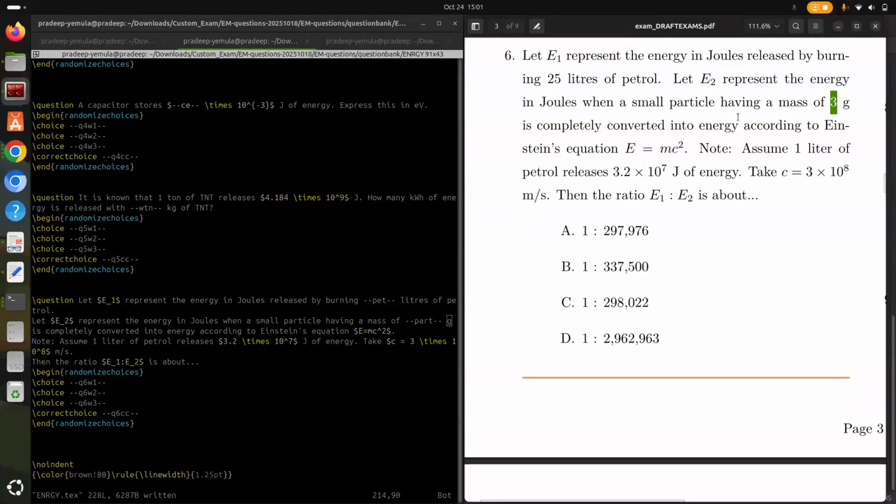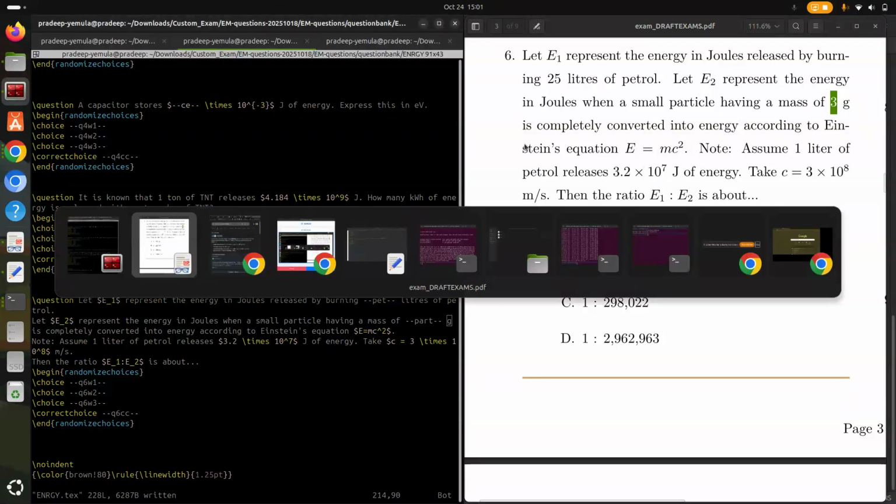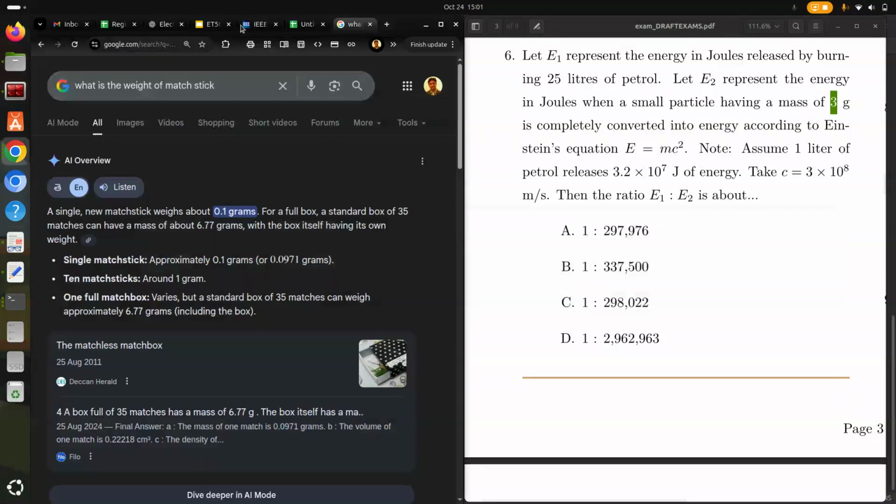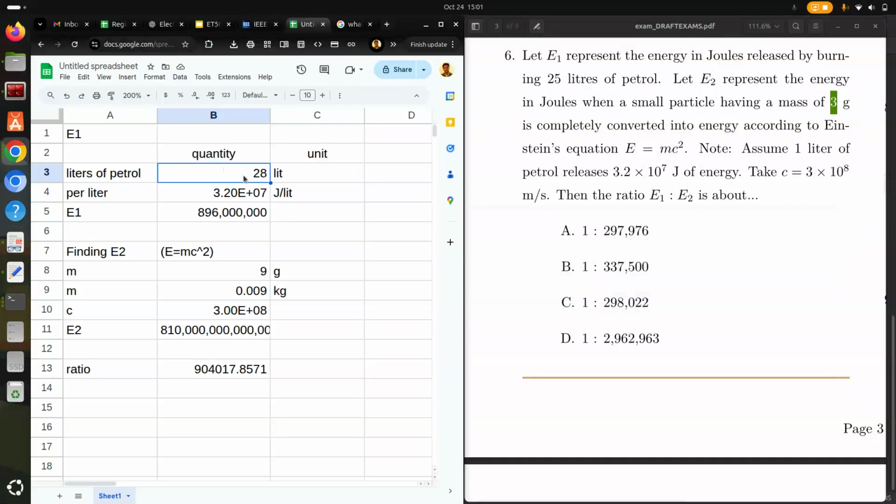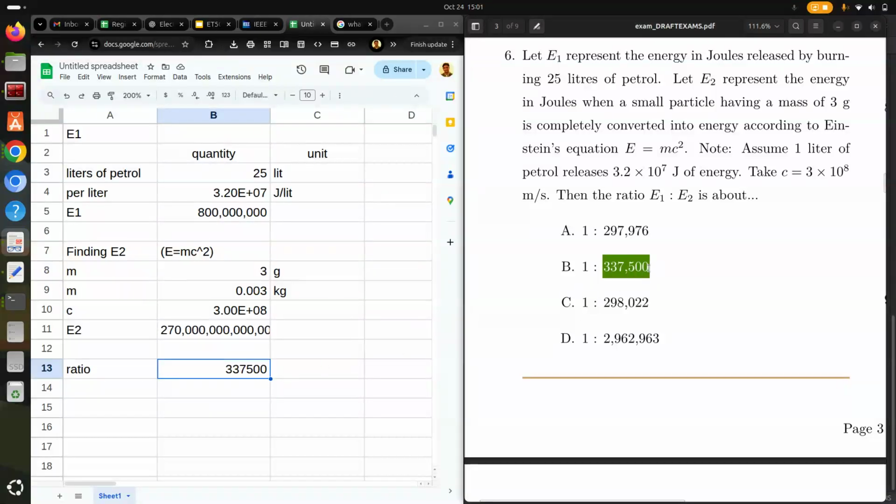So 25 and 3. If I go back to my Excel, in the place of 28, I give 25, and in the place of m here, I give 3. The answer is coming around 3.37 something, which matches option B. So option B is the correct answer. That is the benefit of doing it in an Excel sheet. Now let's work on our new question.